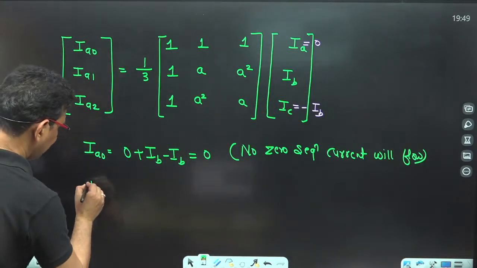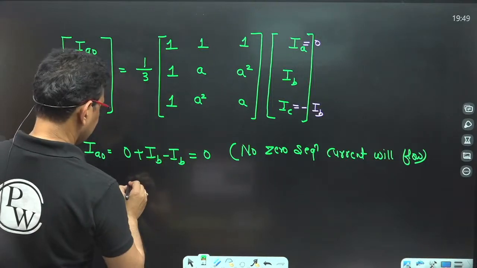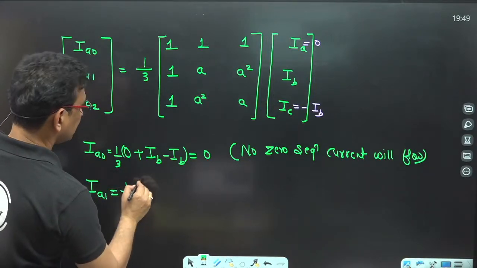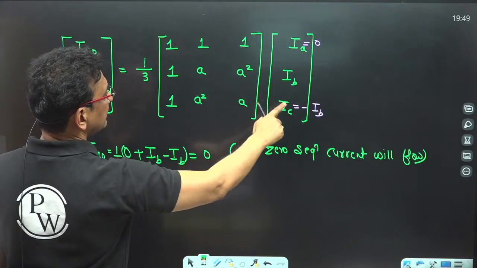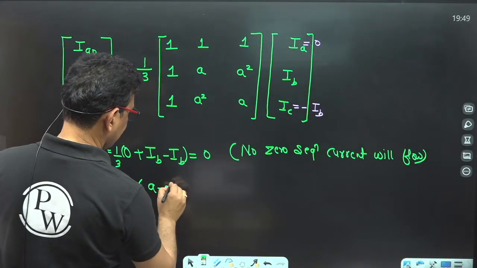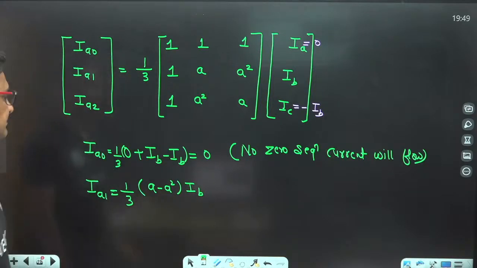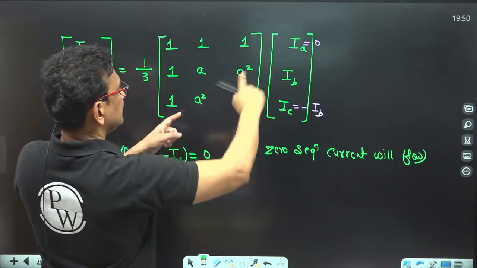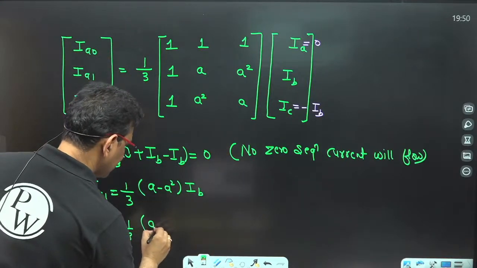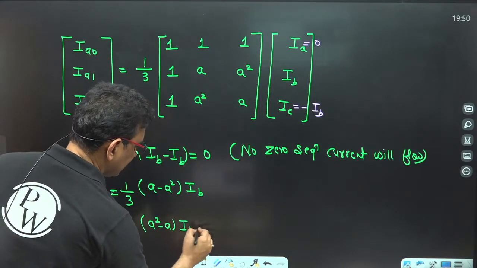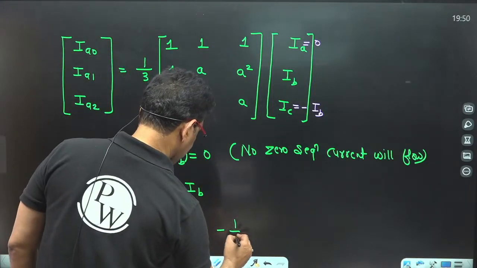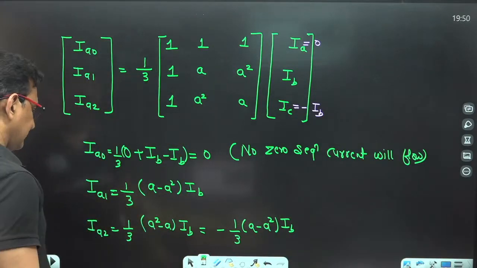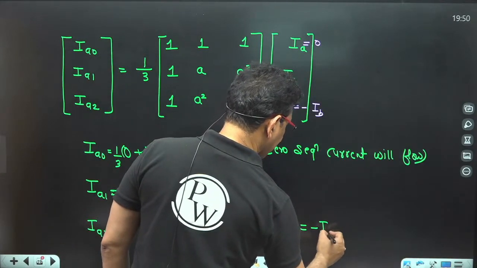Now, the value of IA1 is 1 upon 3 times 0 plus A IB plus A square into minus IB. That means A minus A square into IB. Then IA2 is 1 upon 3 times 0 plus A square IB minus A IB. Now you can write this as minus 1 upon 3 into A minus A square IB. So this is equivalent to minus IA1. So IA2 and IA1 are opposite to each other.